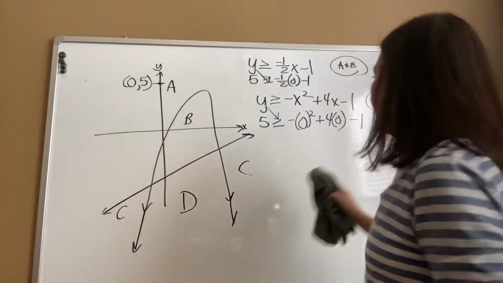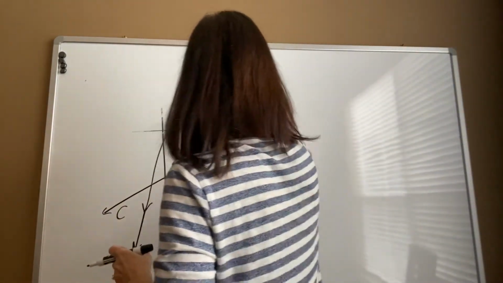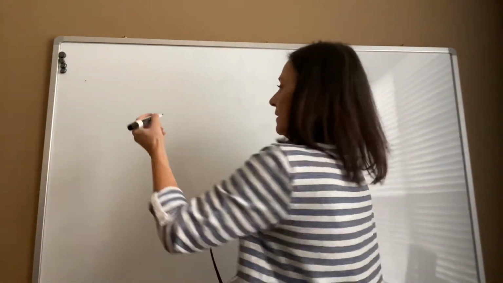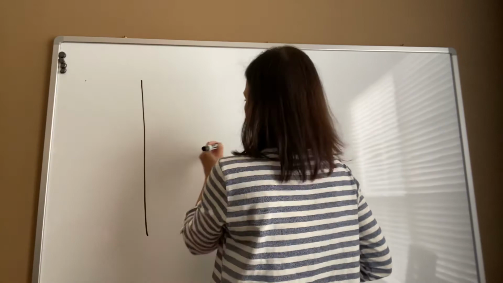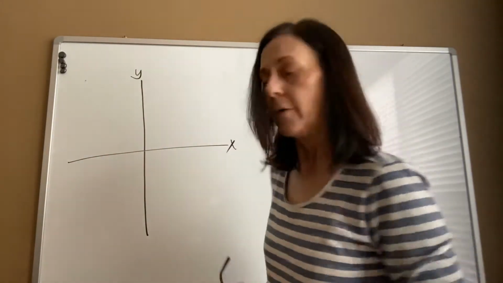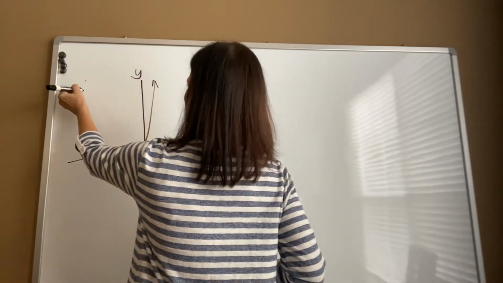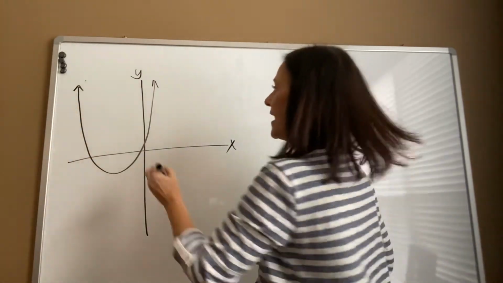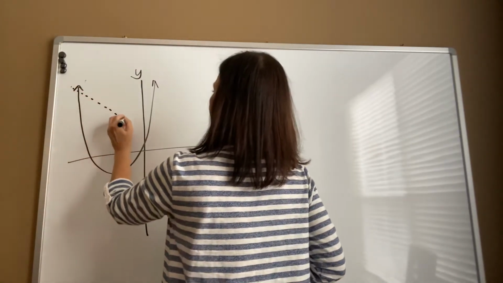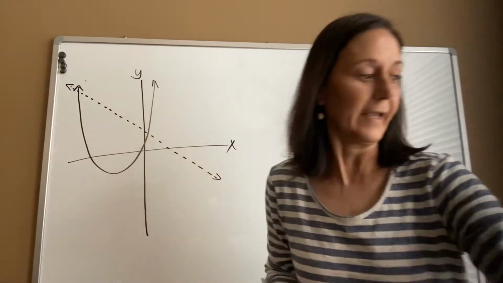All right, let's look at practice problem 2, right on the next page. Now we have our x and our y-axis, and our parabola opens up similar to that. And then we have this hyphenated inequality for a line, all right?